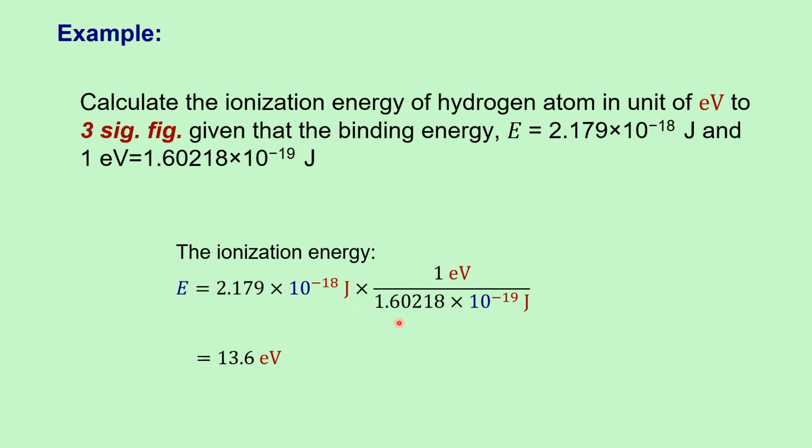You just divide by 1 electron volt, which is given in joule, so you will get 13.6 electron volts in the atomic unit.